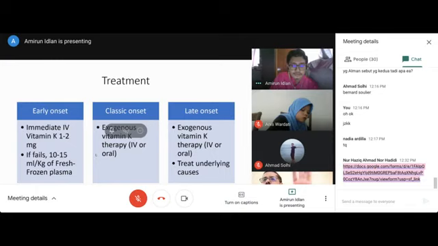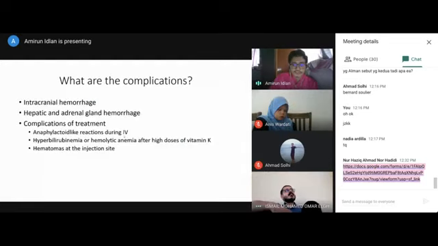Thank you. So basically, for this disease, the best management is prevention, which is intramuscular vitamin K1 at 1 milligram at birth. Okay. For the complications, first of all, what we are afraid of is intracranial hemorrhage. Next is hepatic and adrenal gland hemorrhage, and also complications of the treatment itself: during IV there will be anaphylactic-like reactions. When given at high dose, vitamin K can induce hyperbilirubinemia or hemolytic anemia, and also if I give IM, it can cause hematoma.